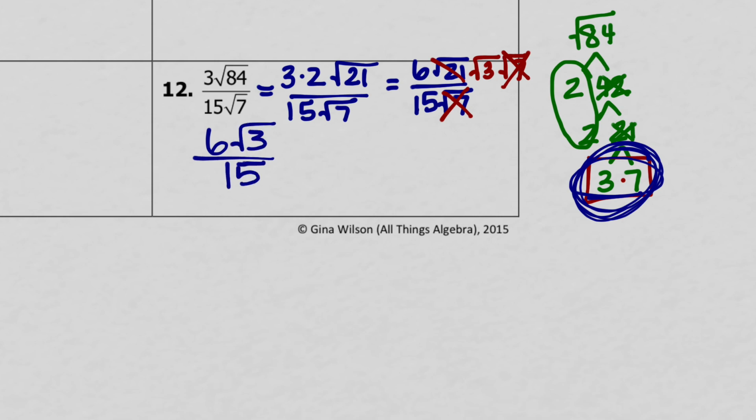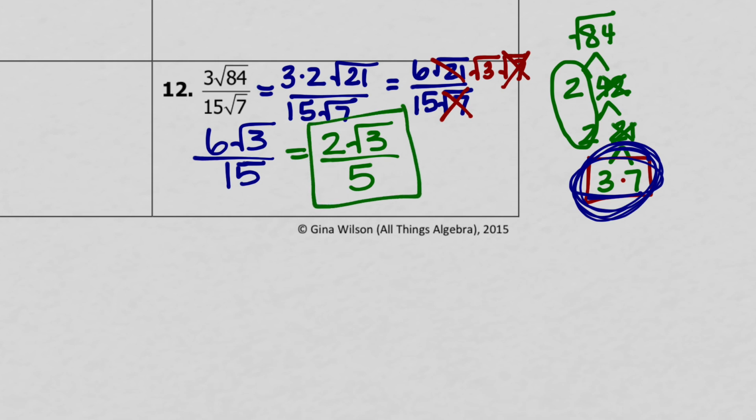So my radicals are now all simplified, but I have a 6 over 15. So we need to find a number that can go into both of those. Well, they're both divisible by 3. So if I divide 6 by 3, I get 2. Still have the square root of 3. Divide 15 by 3, and you get 5. So this is number 12, simplified. None of these answers should end up with a radical in the denominator, okay?